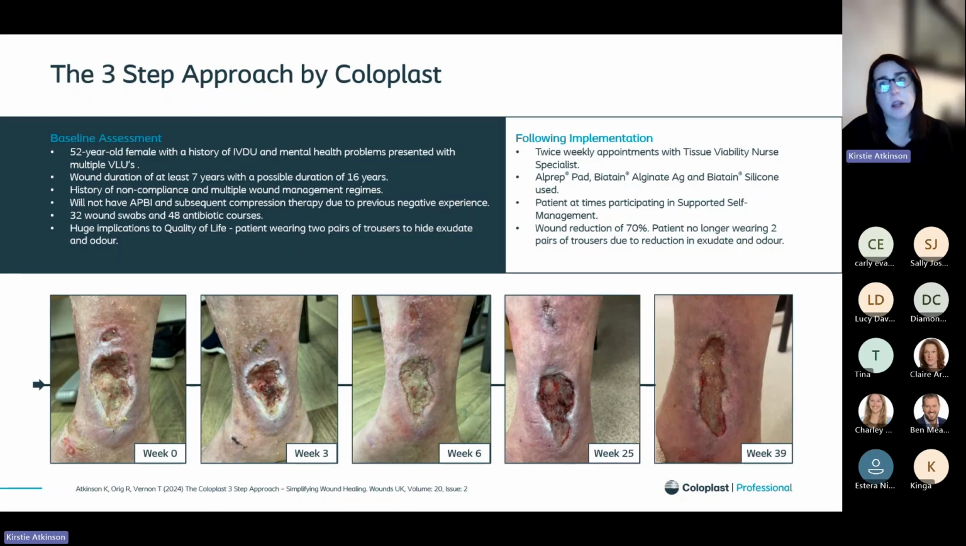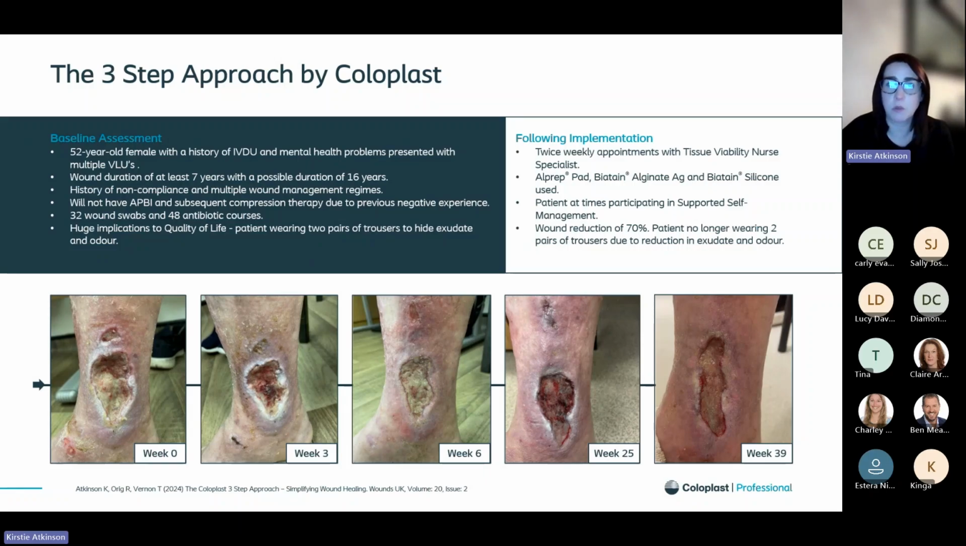So she came for twice weekly appointments with myself, and most of the time, I must admit, she did follow the twice weekly appointments. She did stick to it, and we did get to a point where she was confident enough that she was participating in self-supported self-management. We utilised the Alldress pad. Because of the high volumes of exudate and the depth of the wound when we first started, we did have to utilise alginate Ag and then the Biatain Silicone, but we were able to drop down to just the silicone once we got the exudate levels under control.